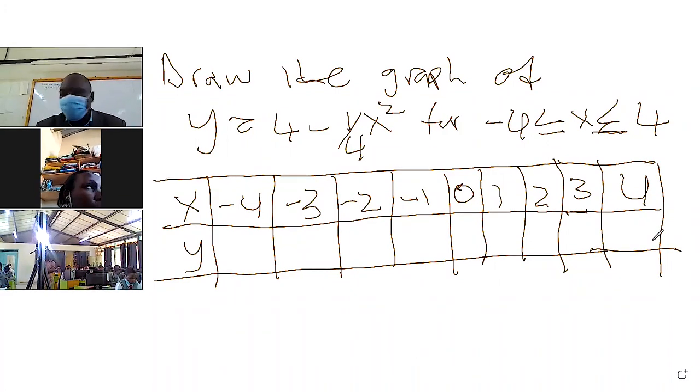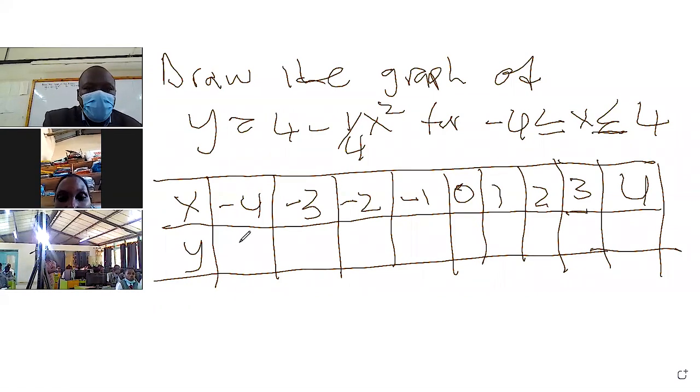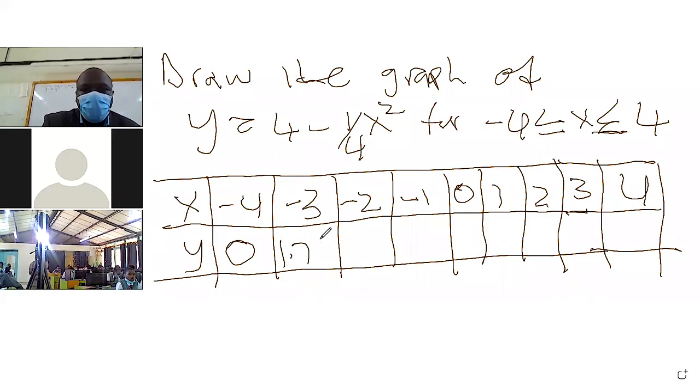Sometimes the examiner can break them down, but also give you the value of y. So for example, in this one, when x is -4, that's the value for y. When x is -3, this is the value for y. This is going to be 3.